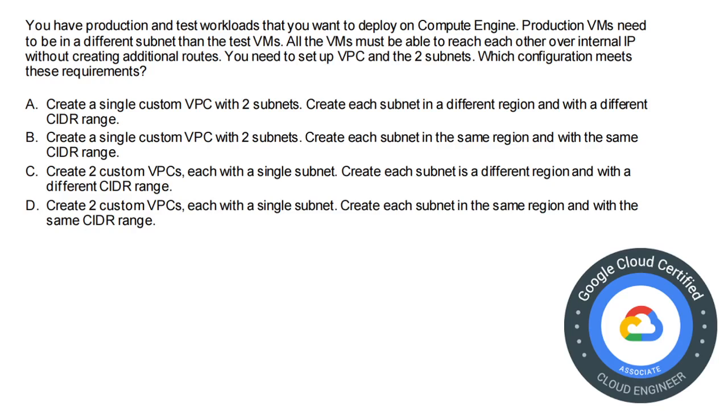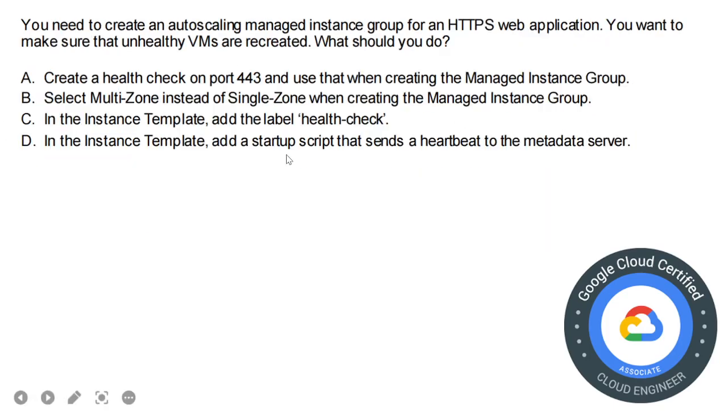The correct answer for this is option A. Create a single custom VPC with 2 subnets. Create each subnet in a different region and with a different CIDR range. Make sure that you select option A in this case, because in the other option it is given that you will select the same region, but you have to select a different region with a different CIDR range. So the correct option is option A.